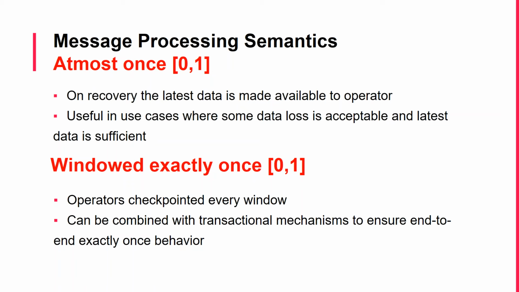You could use this mode, in which case when the operator restarts from the checkpoint, it doesn't immediately get the window after the checkpoint, but just gets the latest data. Okay. We also support another mode called window exactly once. This is actually just a convenience on top of at least once, where essentially the checkpoint happens every window. So it's a little bit more overhead, but in certain cases this could be used to get exactly once more easily.